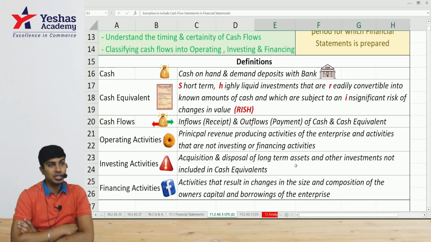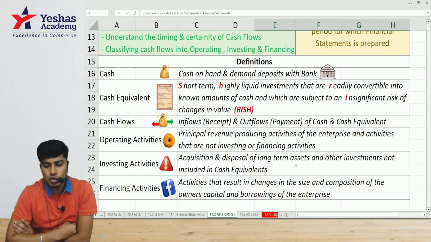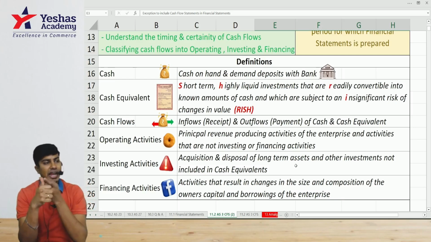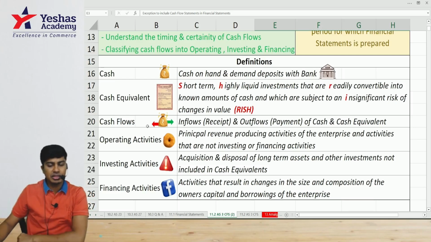Can you withdraw it tomorrow? Yes. Why? It is demand deposit. It is demand deposit. You all understand? So cash includes cash on hand and demand deposit with banks.